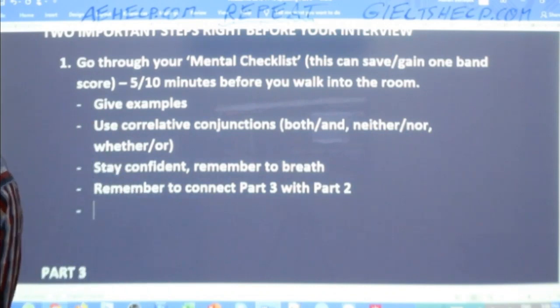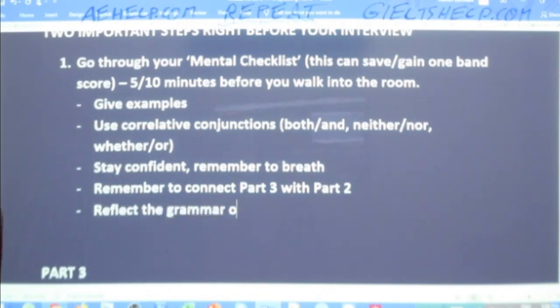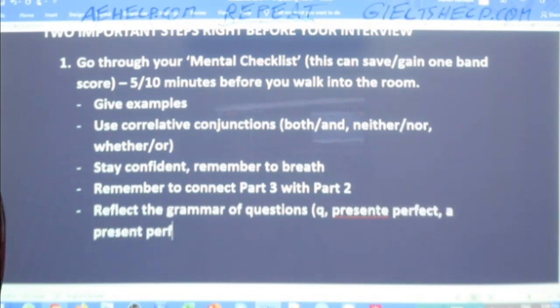Another one, of course, might be reflect the grammar of questions. So if the question's present perfect, then the answer is present perfect. Okay?